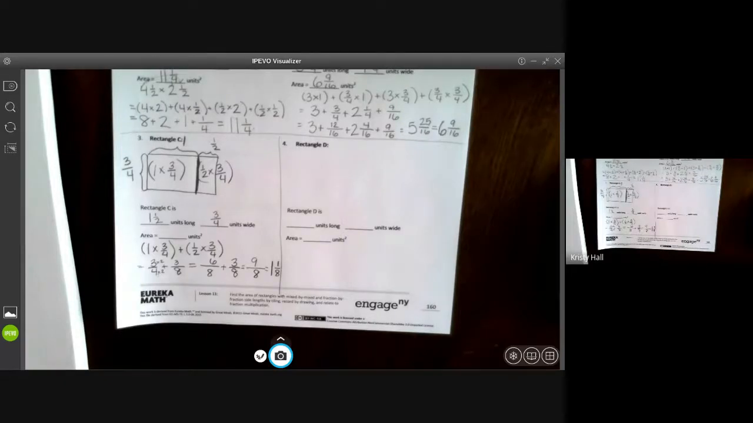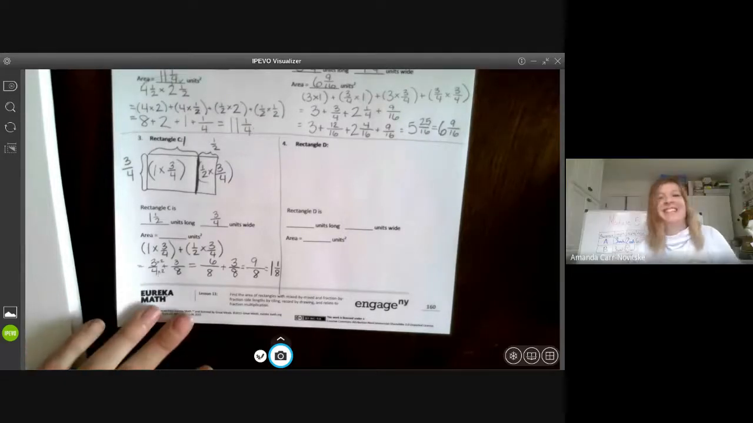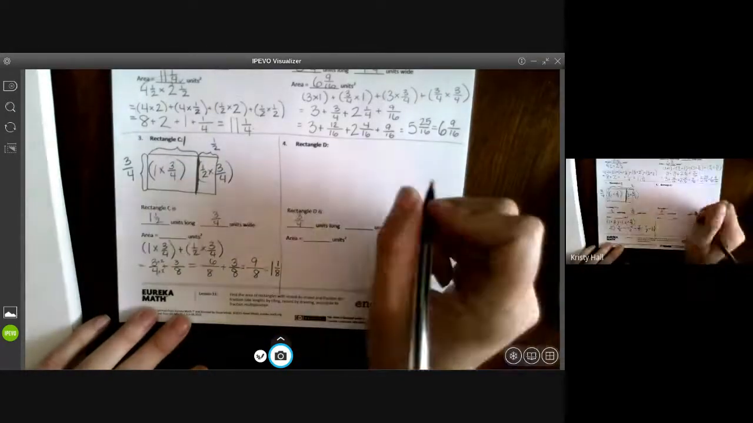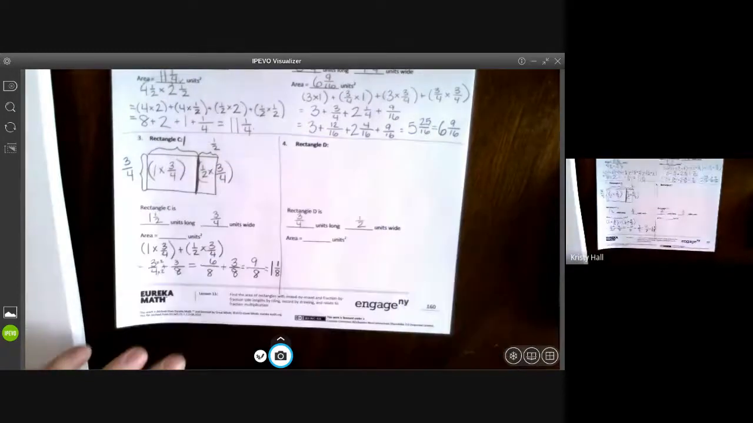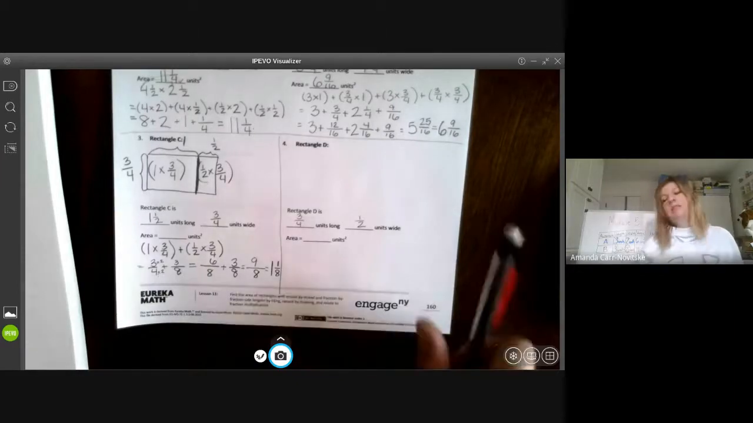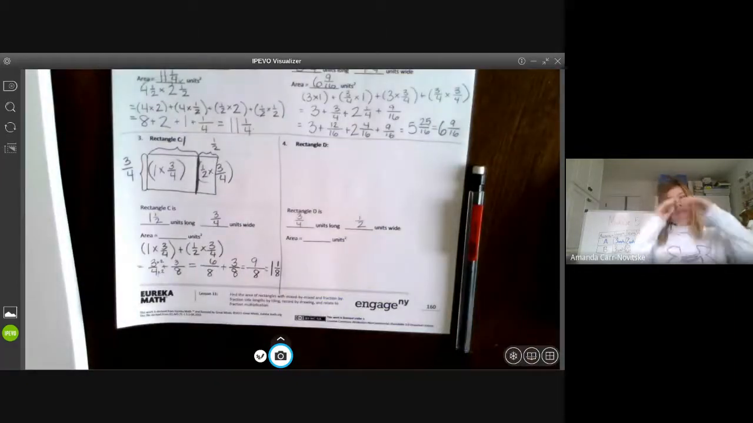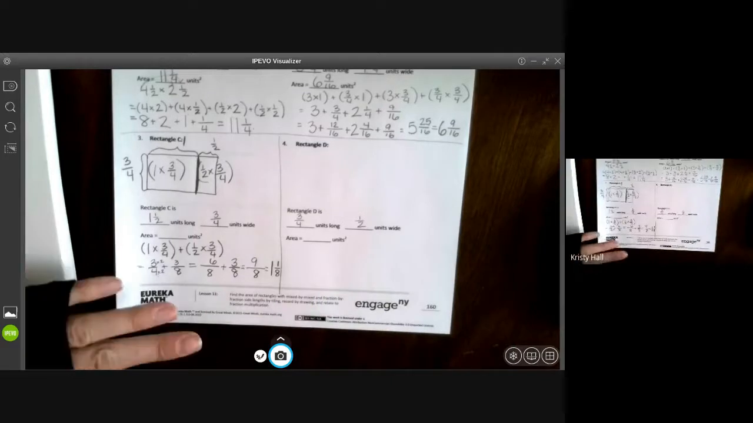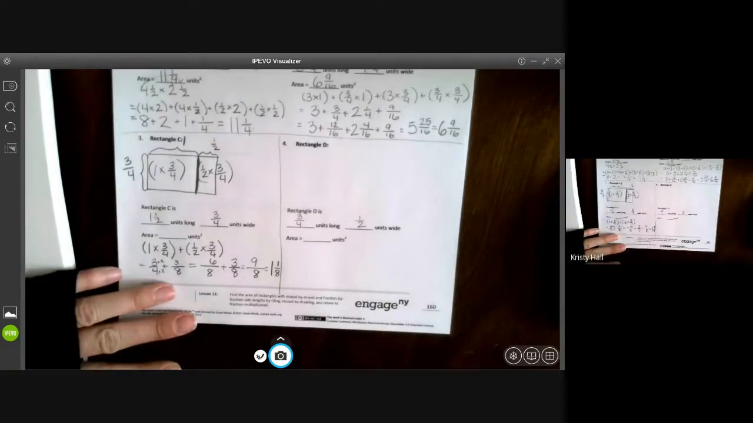All right, I'm going to give you another one. Three-fourths units long, 1/2 unit wide. Okay, so let's take a pause for a second while you guys get yourselves organized. You can try and draw it. And you'll notice this one doesn't have any whole numbers. These aren't mixed numbers. So that's kind of eliminating one of your steps.